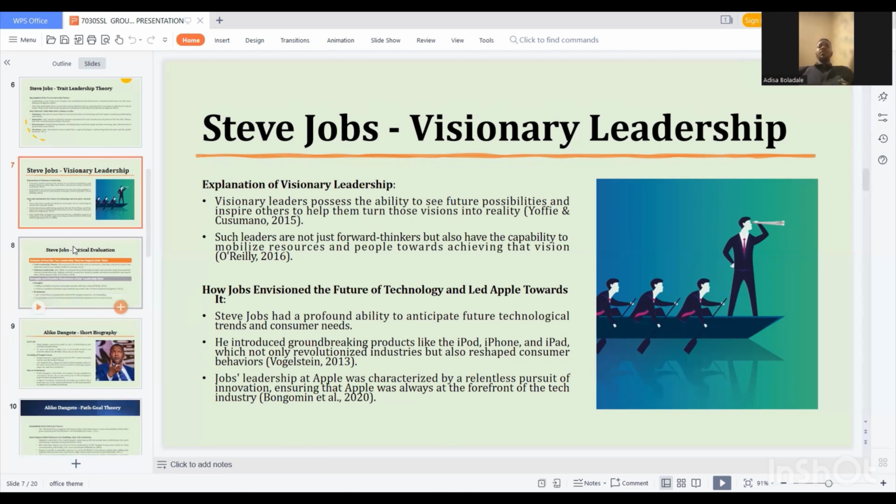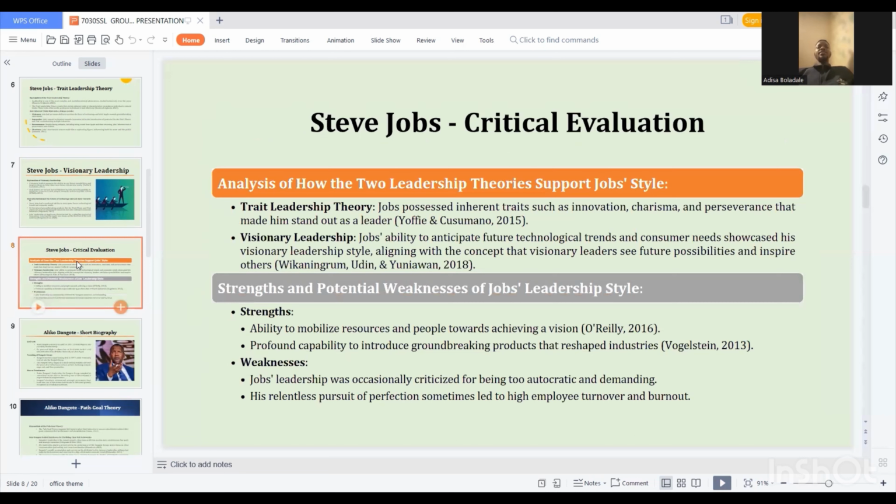Steve Jobs' critical evaluation. Assessing Steve Jobs' leadership style using the trait and visionary theories reveals that he was motivated by his innate qualities and a strong vision for the future. Jobs demonstrated natural traits such as innovation and charisma, which propelled him to lead successful ventures such as Apple. He possessed the ability to see possibilities before others, allowing him to envision groundbreaking products and solutions.